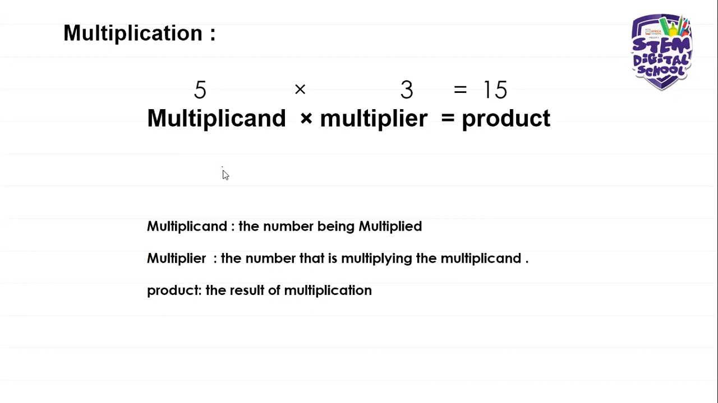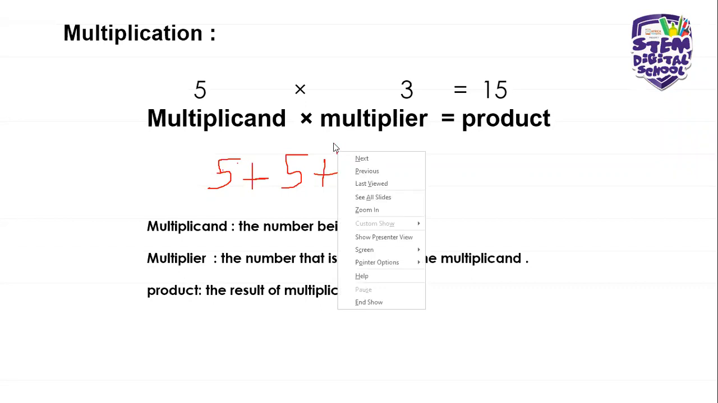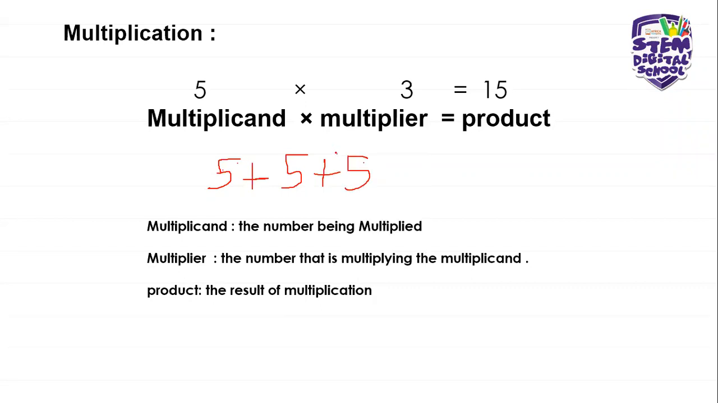It's the one where we say it's going to be 5 plus 5 plus 5. This is what happens to our multiplicand. The multiplier tells you how many times I am adding the multiplicand, and it is the number that is multiplying the multiplicand.